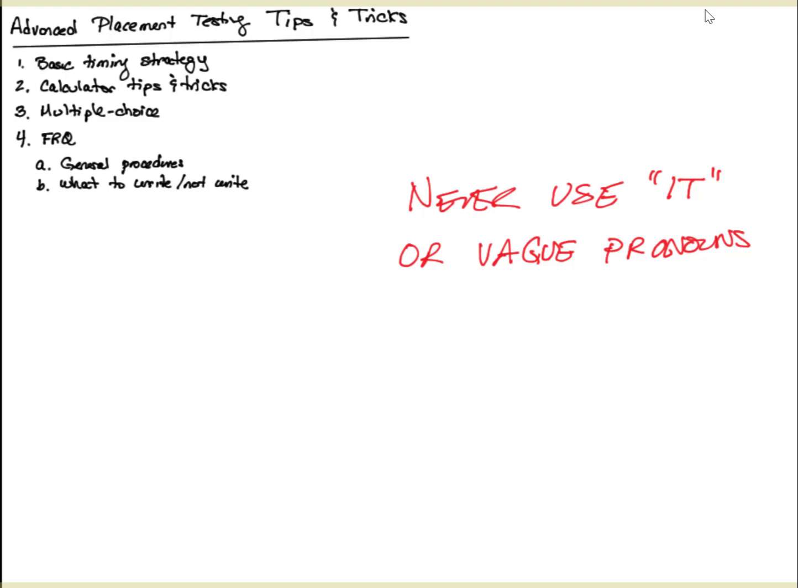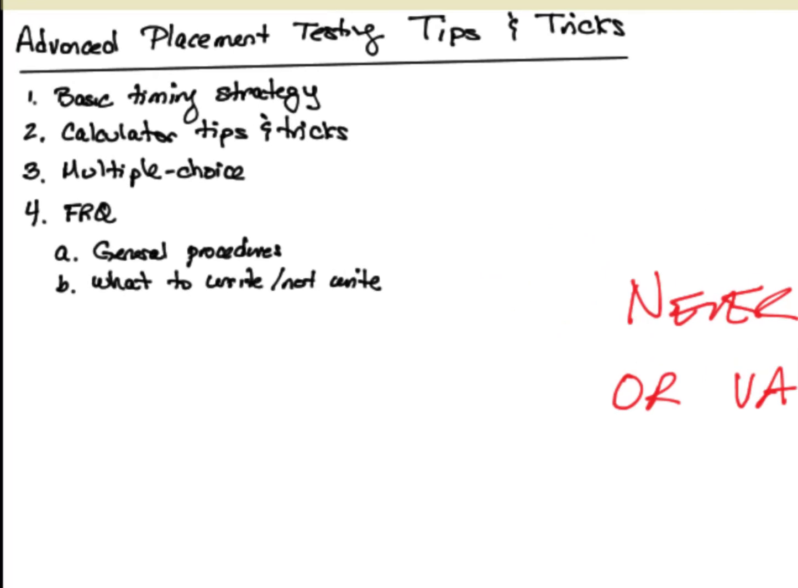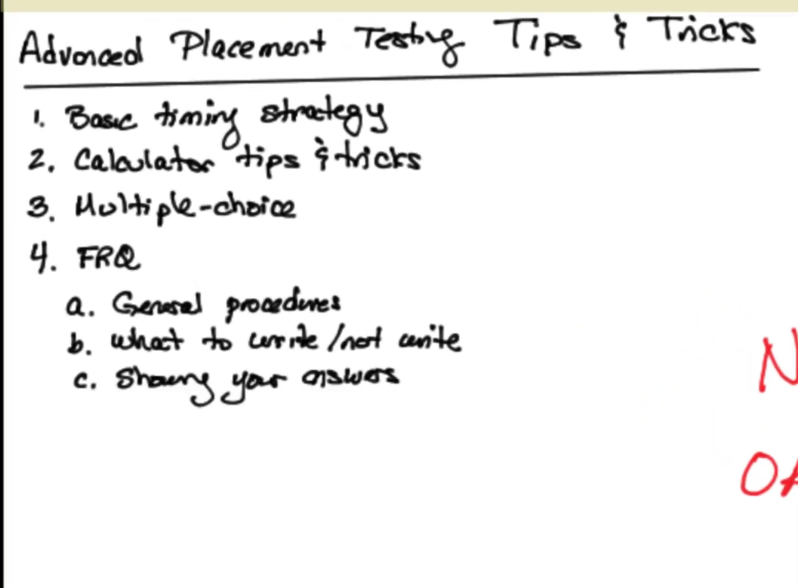We've got f, g, and its composite. So you want to be very clear. F is increasing. G is concave down on the interval, etc. Those vague words are the biggest one. We'll always lose points because we never know exactly what you're talking about. Okay, showing your answers. Again, like I mentioned before, you want to be very clear about that.